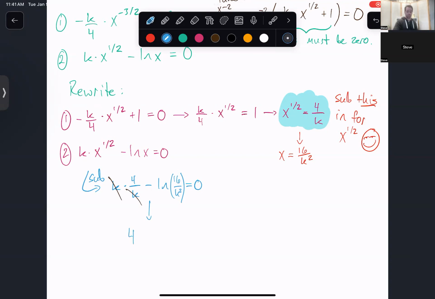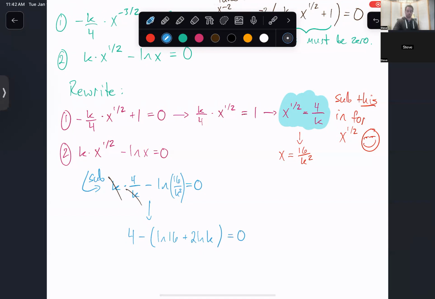And now I'm going to apply laws of logarithms. Minus ln 16 plus ln of k squared. Remember that from last year when you took pre-calc? Laws of logs can expand this. And furthermore, this can be turned into 2 ln k, because the exponent can be taken outside.